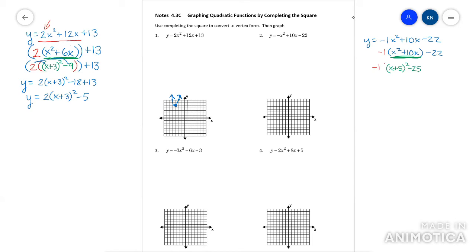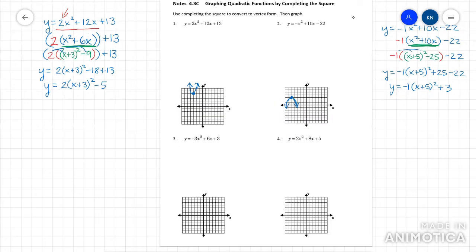And the -1 is going to have to get distributed to all of that. So now I distribute the -1, and this equation turns into -1 times x plus 5 squared plus 25 minus 22. And then just combine like terms at the end there. So -1 times x plus 5 squared plus 3. So now I know I have a vertex of -5, 3 and an a value of -1. So this looks something like this.